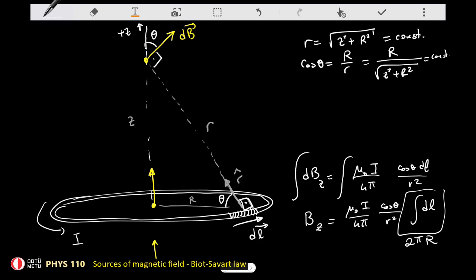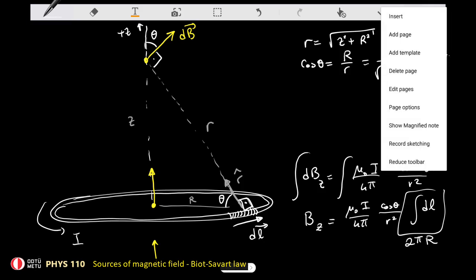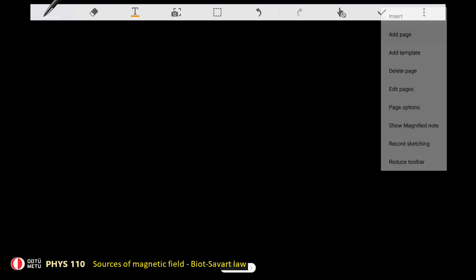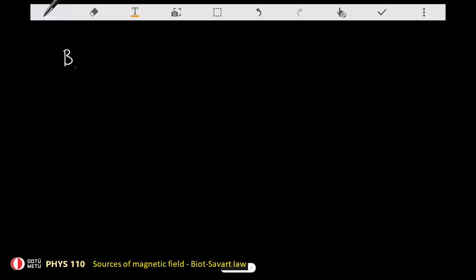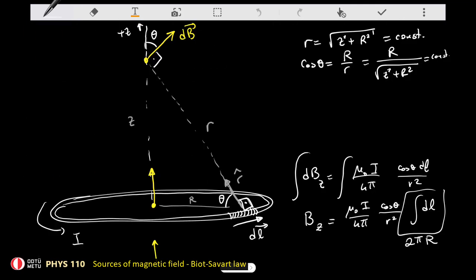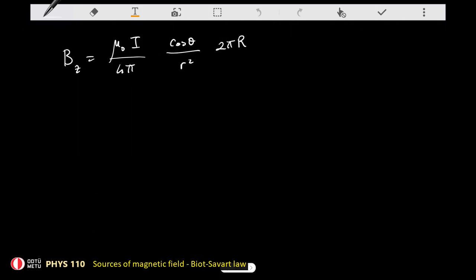All right. So as a result, I just combine all of these and then write them down on the next page. First, let me remember these, and then I can quickly write them down. So B_z is mu 0 I divided by 4 pi, cosine theta divided by r squared, and then 2 pi r. So let me check. Right?